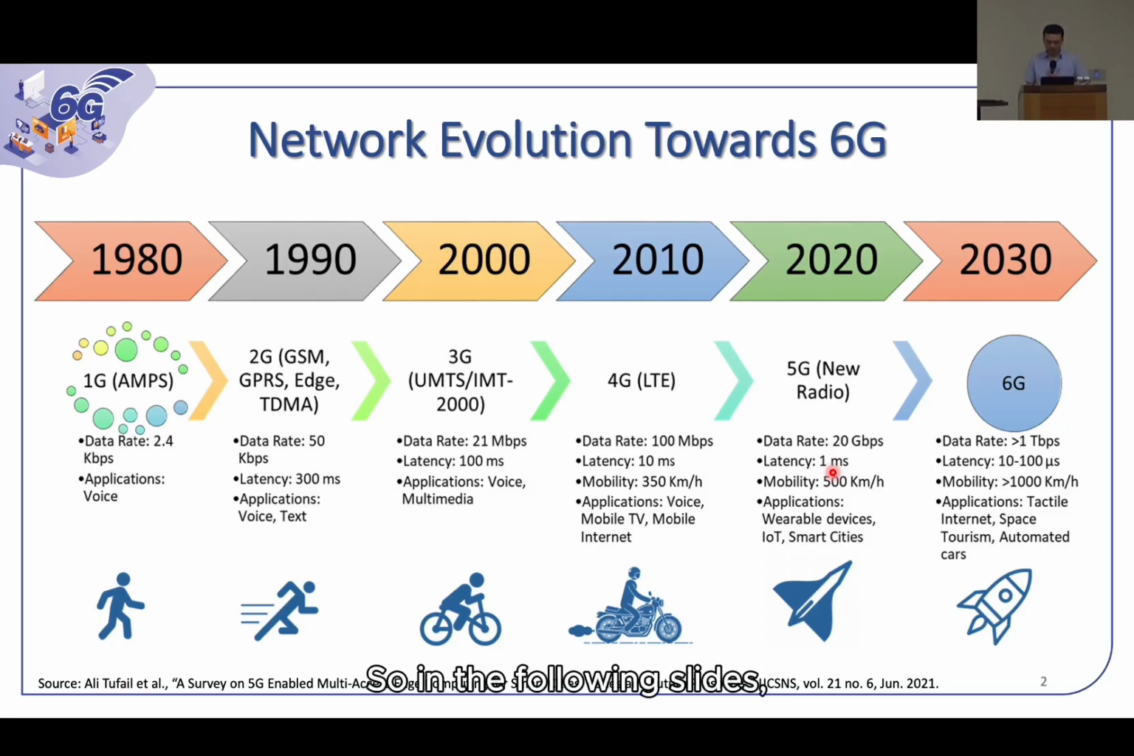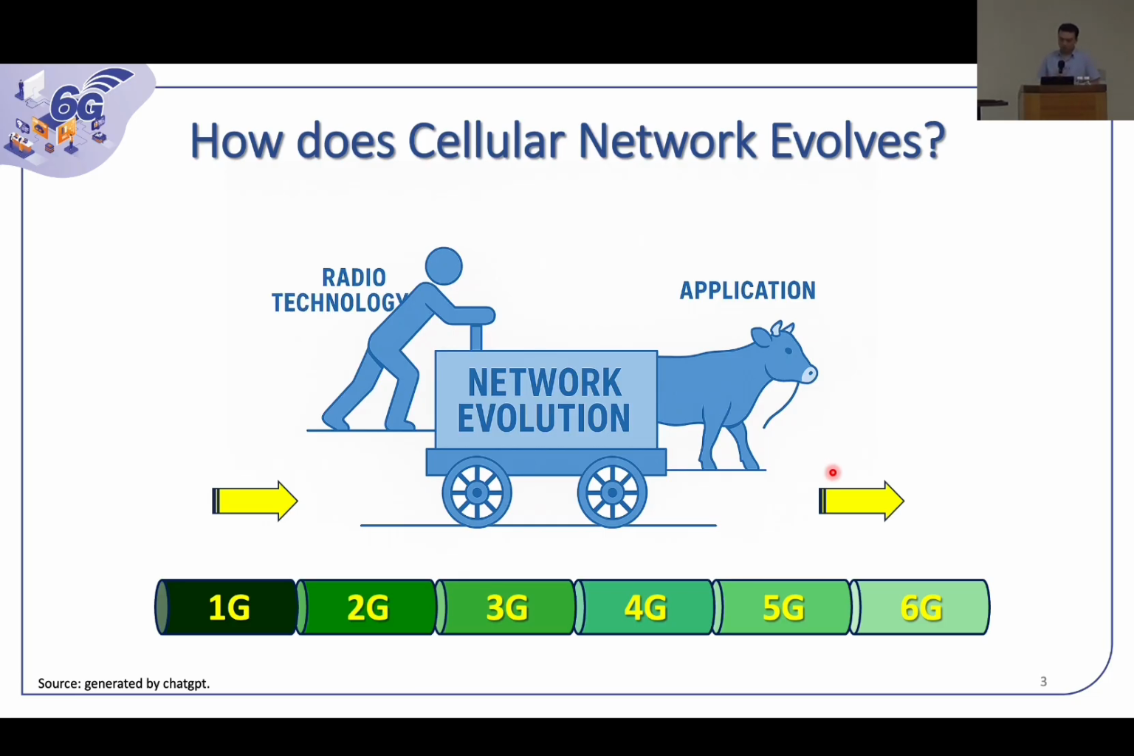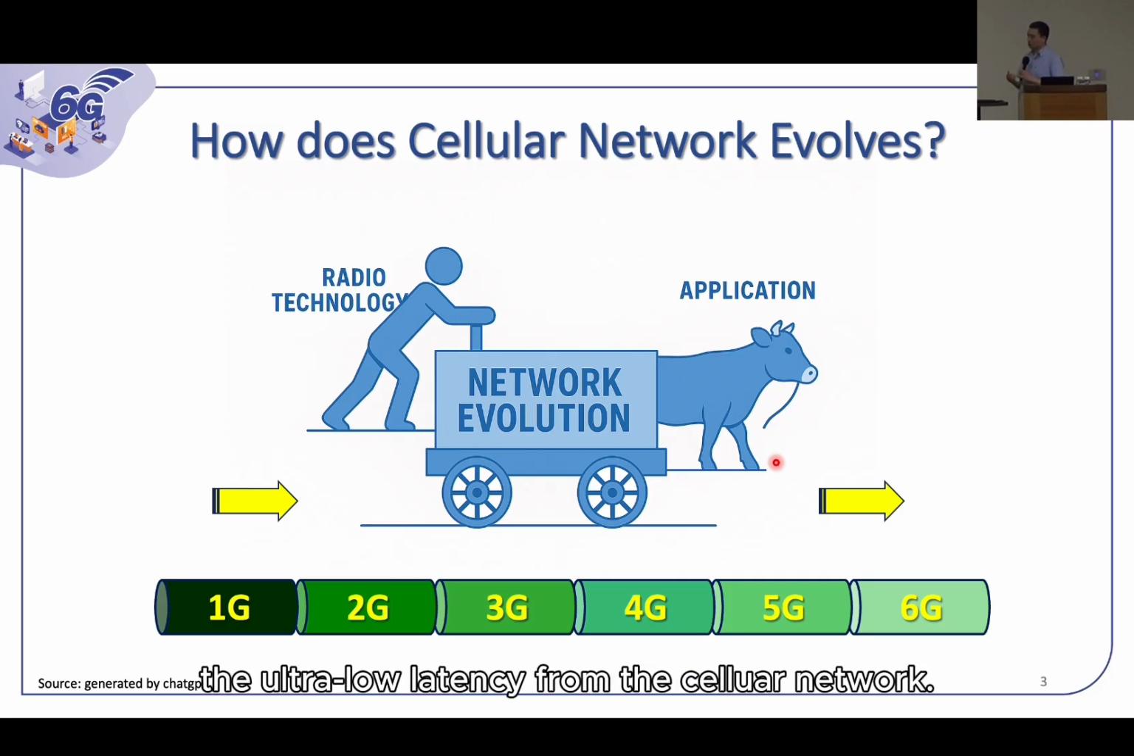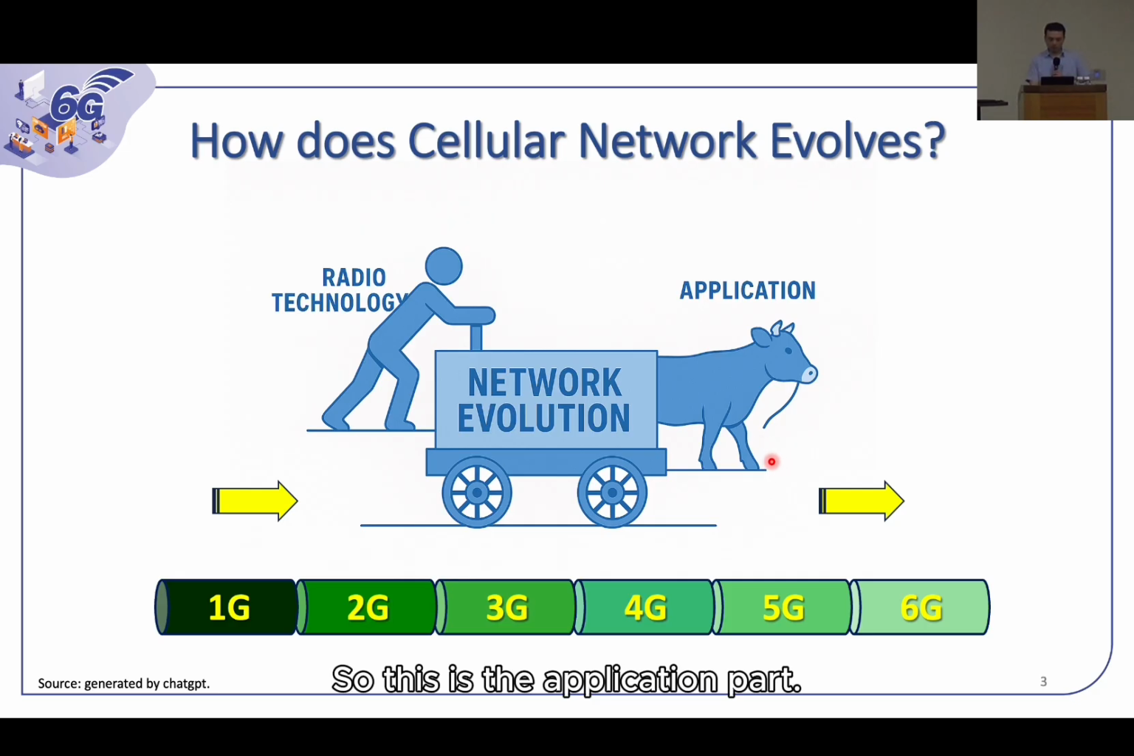In the following slides, I will use a method to show how they evolved in history and how we will see them in the future. Here you can see basically there are two momentums. One is the application. For example, we need a high quality voice solution, so we have VoLTE. This is a momentum derived from the application. For example, nowadays we require the smart factory to enable robotics to do some automation. This is how we require ultra low latency from the cellular network. So this is the application part.